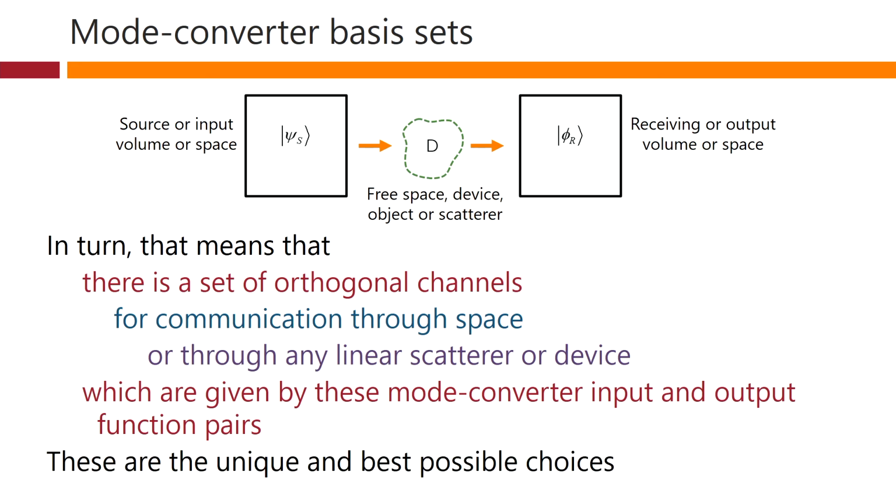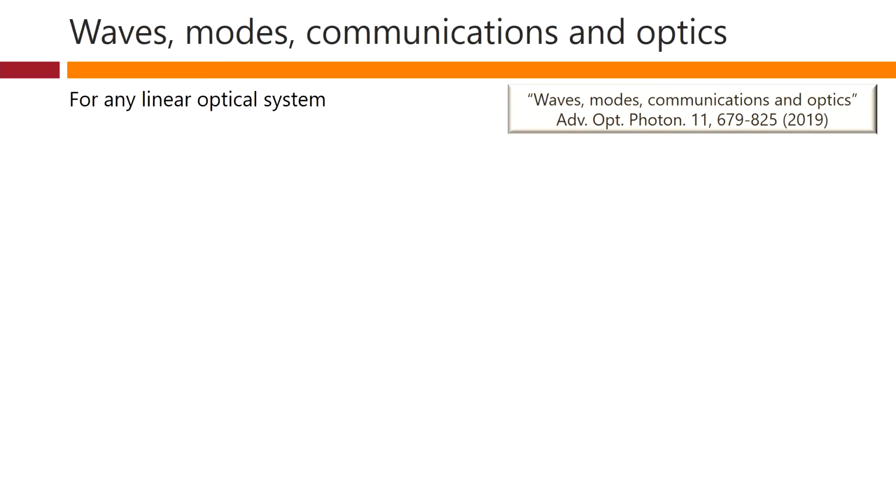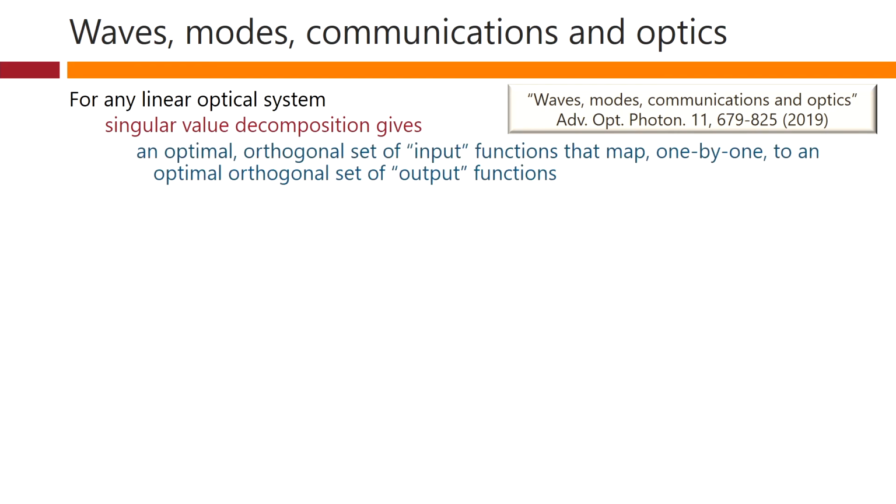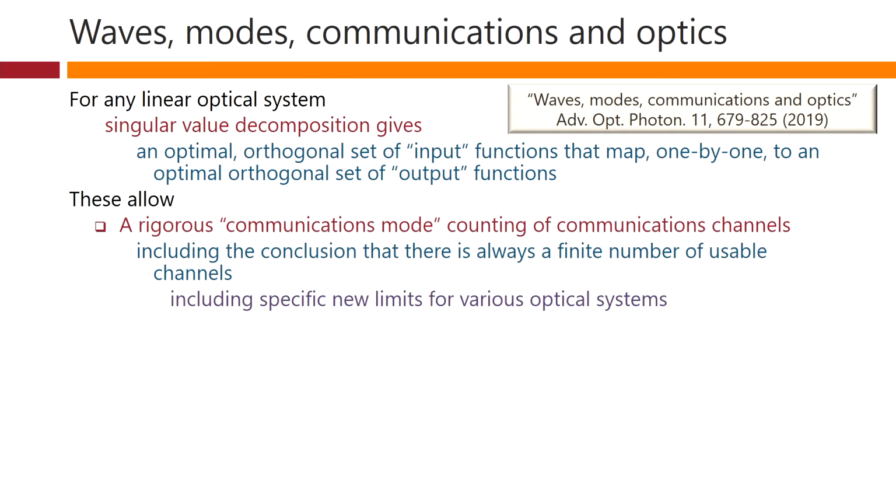These are the unique and best possible choices. For any linear optical system then, singular value decomposition gives an optimal orthogonal set of input functions that map one by one to an optimal orthogonal set of output functions. These allow a rigorous, what we can call communications mode, counting of communications channels, including the conclusion that there is always only a finite number of usable channels, and including specific new limits for various optical systems. And we've derived all this in this paper here.